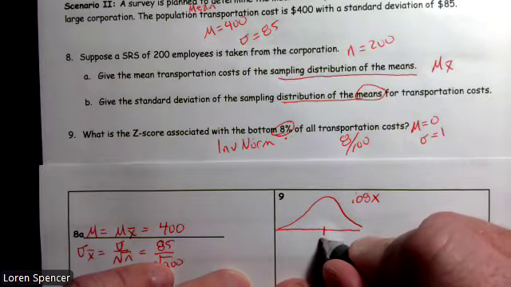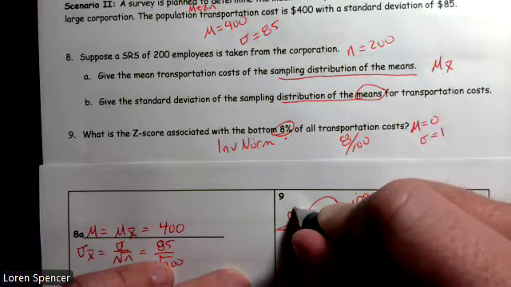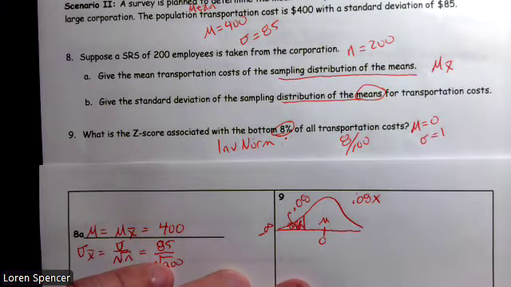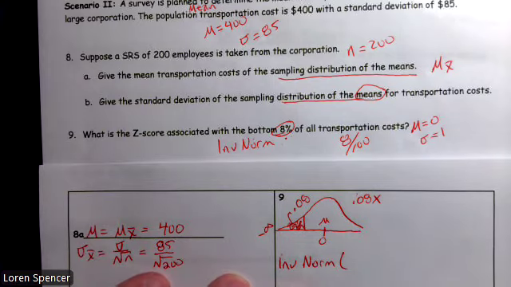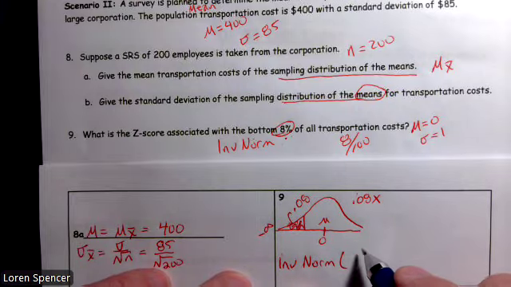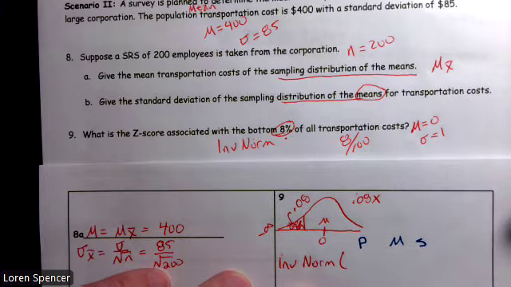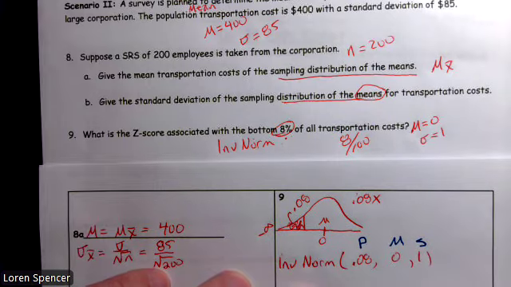Well, my mean is 0. And this is 8% right here, 0.08 or 8%, however you want to write it. And please don't forget it goes to negative infinity. All right. So my calculator command is inverse norm. The calculator is going to ask me for my probability, my mean, and my standard deviation. Well, my probability in this case is 0.08. My mean is 0. My standard deviation is 1.